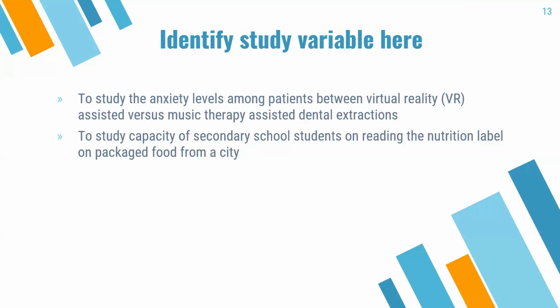Deepshika, can you be a little louder? Yes, sir. I think in this the study variable can be the capability of the students on interpreting the nutritional values written on any packaged food, and then deciding whether it is good for them or not based on the types of nutrients given in that food.